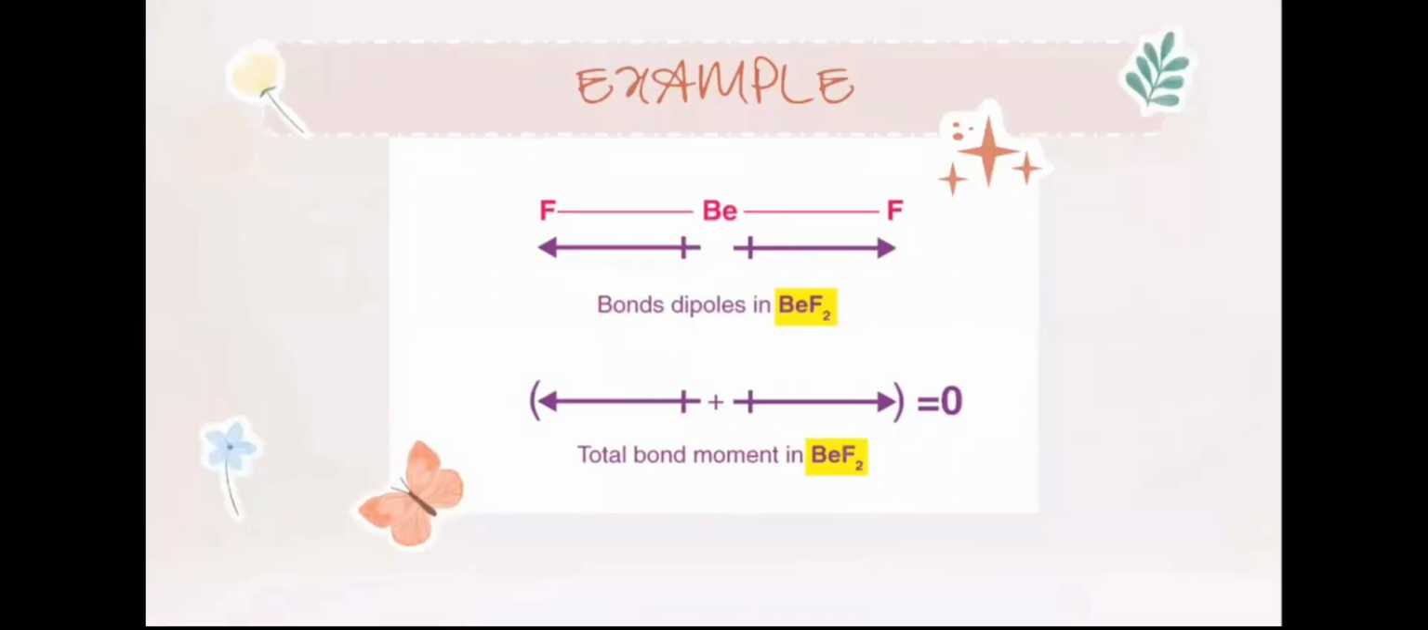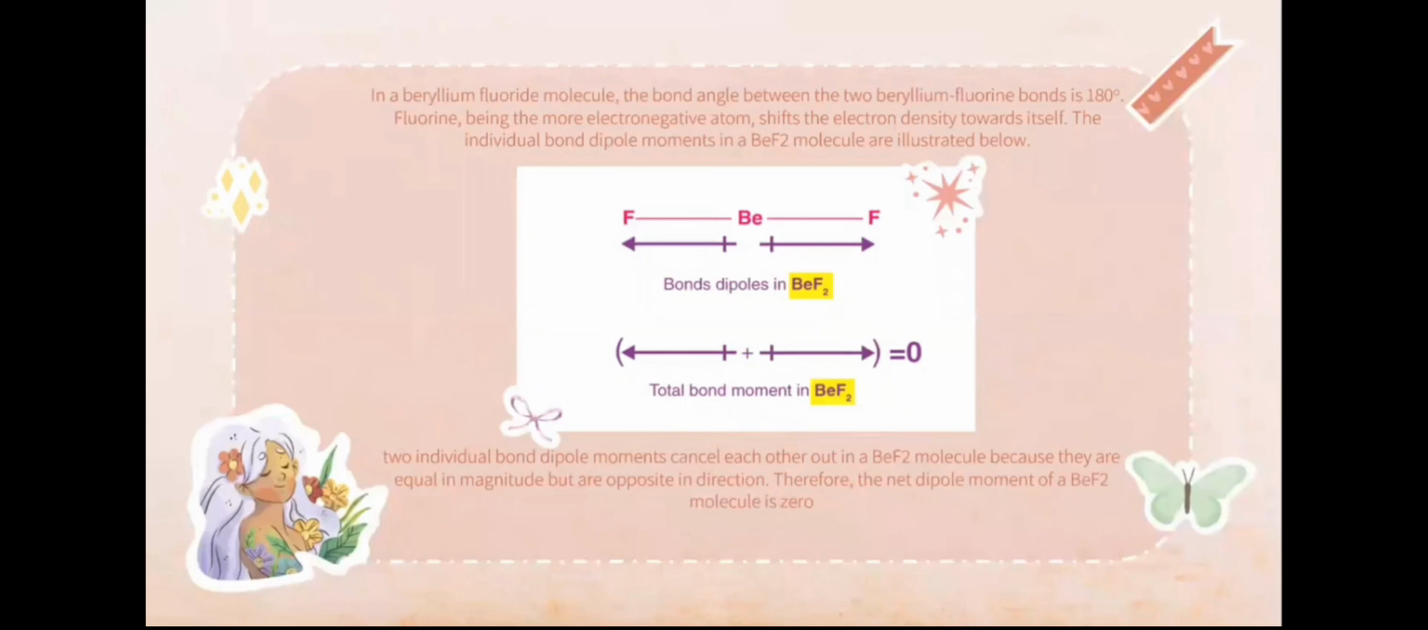This is an example. This is the example of dipole moment of BeF2, or beryllium fluoride molecule. In a beryllium fluoride molecule, the bond angle between the two beryllium-fluorine bonds is 180 degrees. Fluorine, being the more electronegative atom, shifts the electron density towards itself. The individual bond dipole moments in a beryllium fluoride molecule are illustrated below.